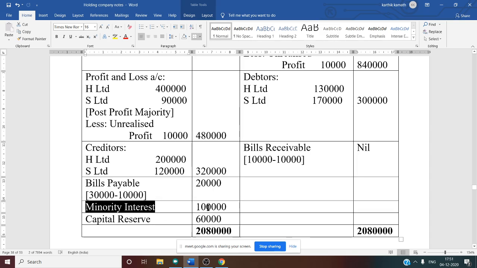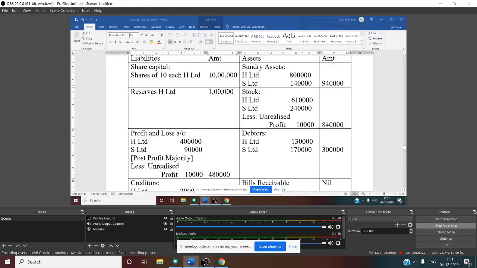Minority interest we have already calculated. That total amount we have to write by seeing the working note, 1 lakh. Capital reserve we have got, that information also we have to write by seeing the working note, 60,000. Total balance sheet figure is 20 lakh 80,000. Any doubt regarding this problem?